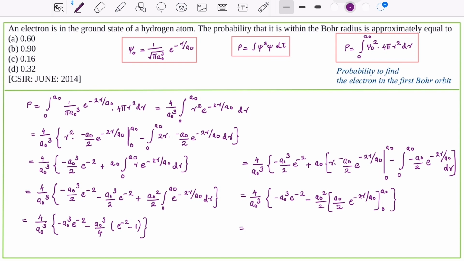Now after simplification you will get the answer as a0 cube and a0 cube cancel. The 4 and 4 cancel in the second term. So the remaining term is 1 minus 5 by e square, and this is equal to 0.32. Therefore option D is correct.